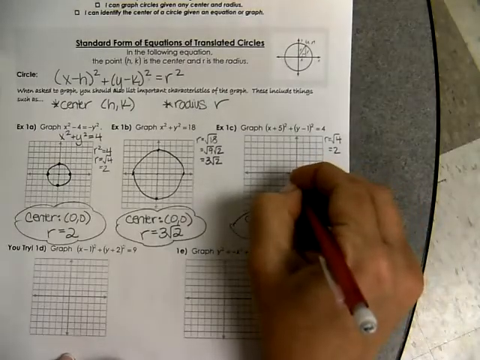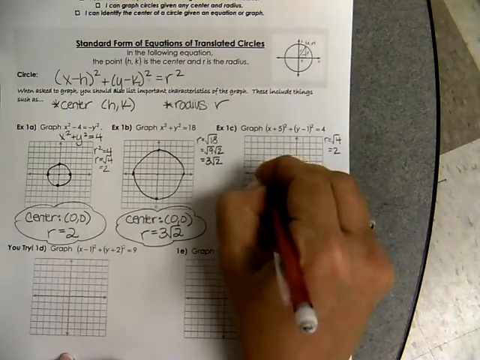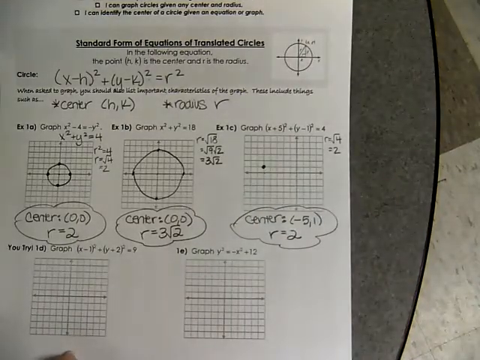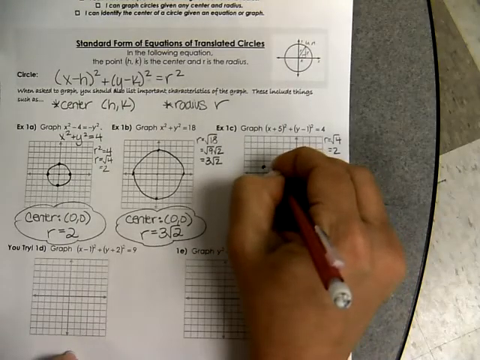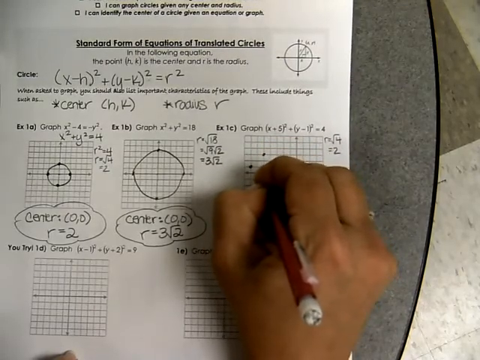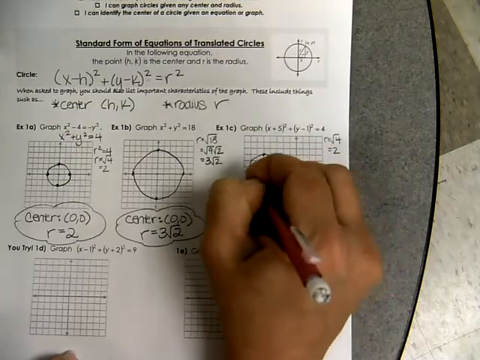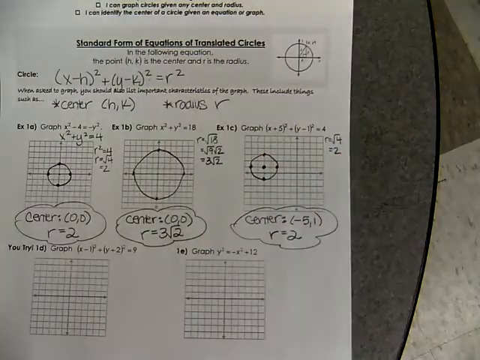So to graph it, we'll start at negative 1, 2, 3, 4, 5, 1. I think it's a good idea to mark where the center is. And then we'll go 2 units up, down, left, and right. And then try to connect those points together to make a nice circle.